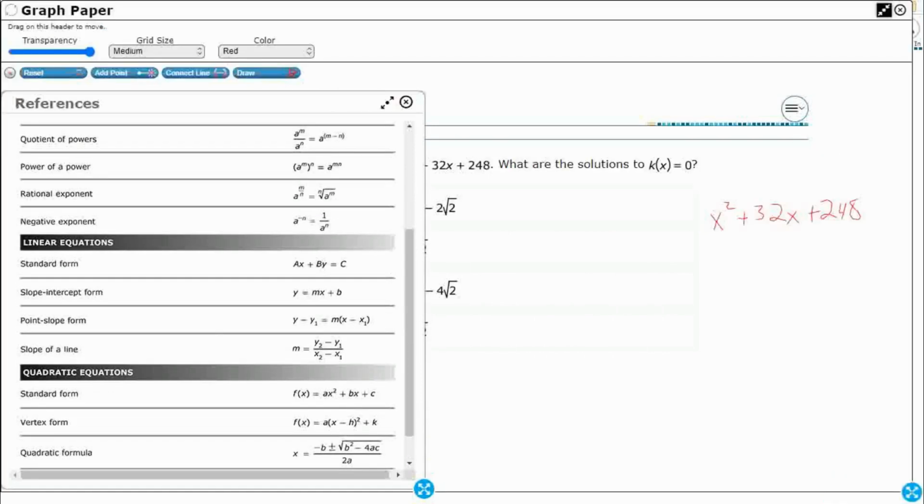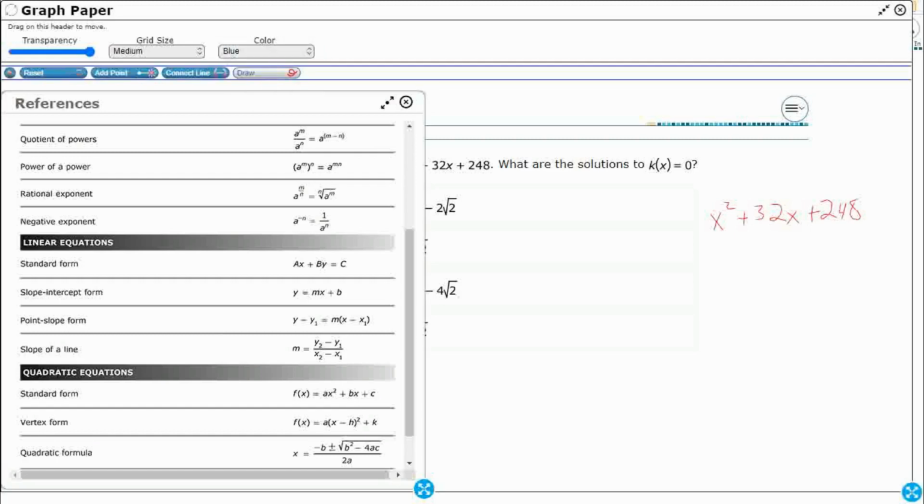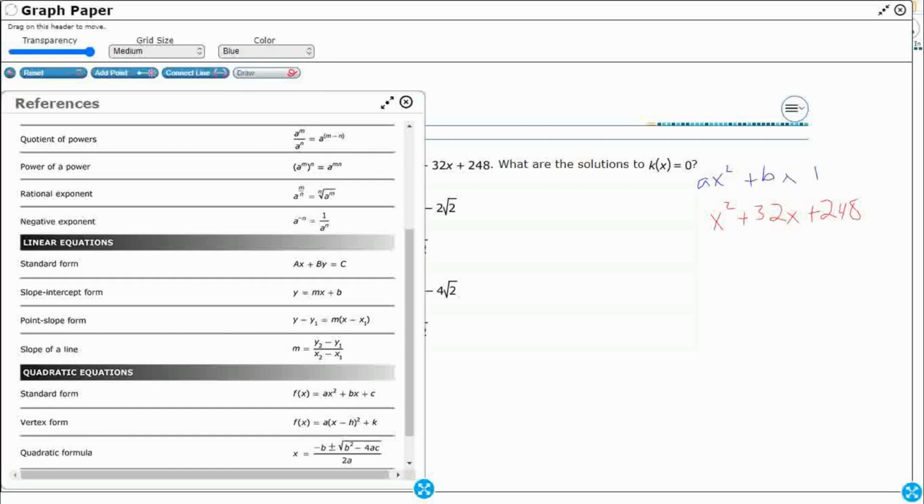All right. So we need to identify the a and the b and the c. Remember that this is ax squared plus bx plus c. So my a is going to be right there, so a just equals 1, there's nothing there. b is 32. And my c equals 248. All right, so let's plug into the quadratic formula.